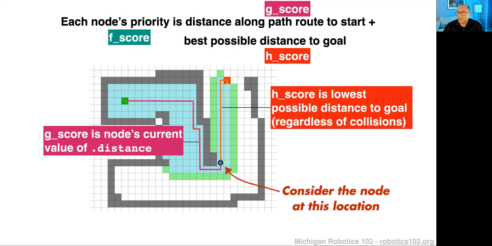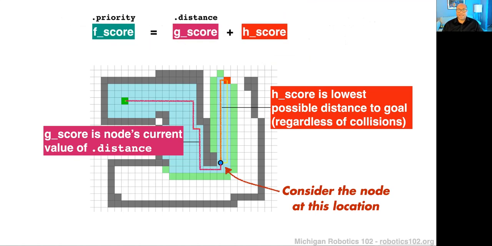So if we take these two scores, the G score and the H score, and combine them into the F score and assign that to priority, we put that priority into a priority queue, so that the next element that's dequeued will be the highest priority. We go visit that one and we continue our loop. That's what gives us A star search.